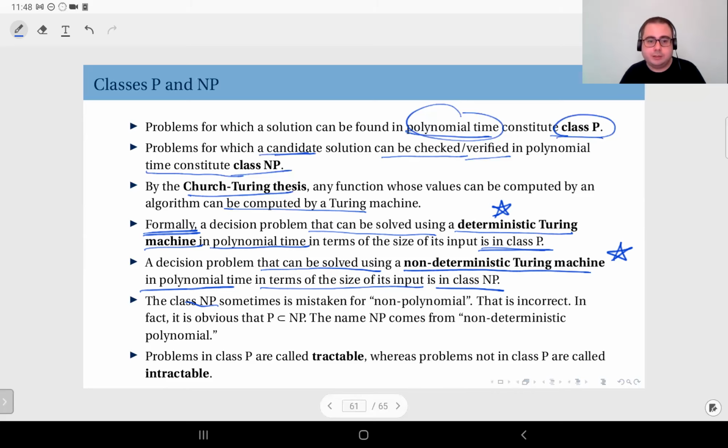That's not the case because, if you look at the definition, class P must be a subset of NP. For any problem that you can find a solution to in polynomial time, you can obviously check any candidate solution in polynomial time too, because you can come up with the solution and check whether the given candidate is among the solutions or not. Rather, it's not non-polynomial, but the name NP comes from non-deterministic polynomial.